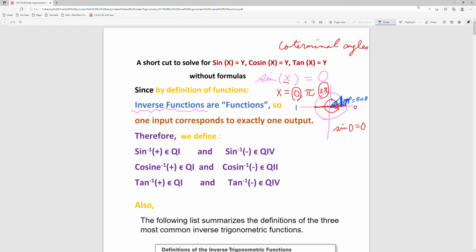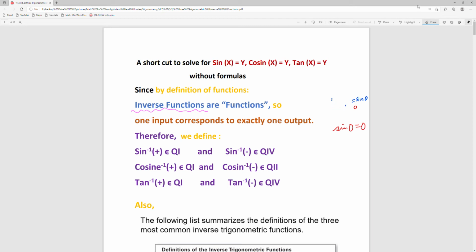Okay? Before I can provide a shortcut, you need to have some idea of how your answer will look. If you are able to find at least one answer, I already showed you that you have more than one solution. So if you find one answer, you need to consider more answers from coterminal angles.